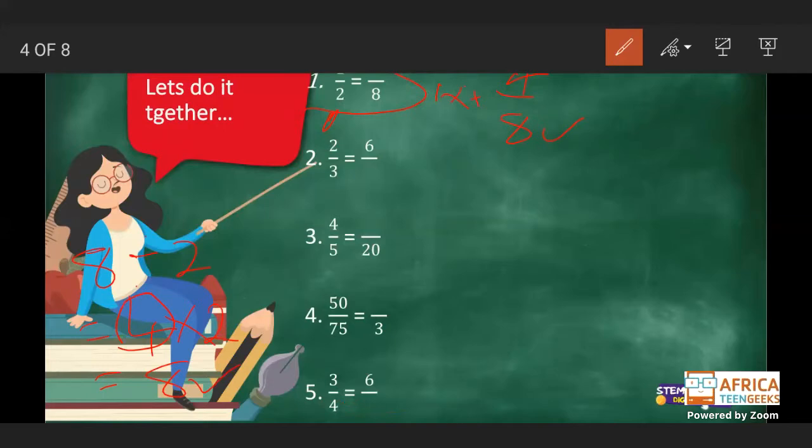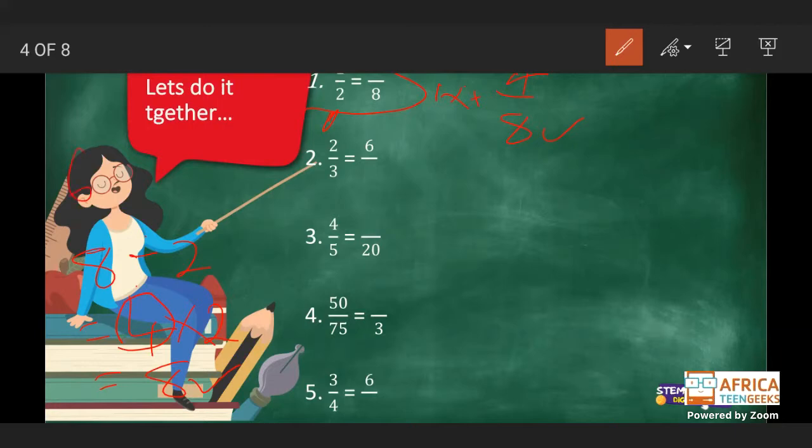Number 2, we have 2/3. So we must determine what is the number that they used to multiply the numerator and denominator, because we use the same number to multiply the numerator and denominator, right, to get our equivalent fraction, right? So let's do it then. Here we have 6. So in order to know the number that they used to multiply in order to get our equivalent fraction, we must divide, right?